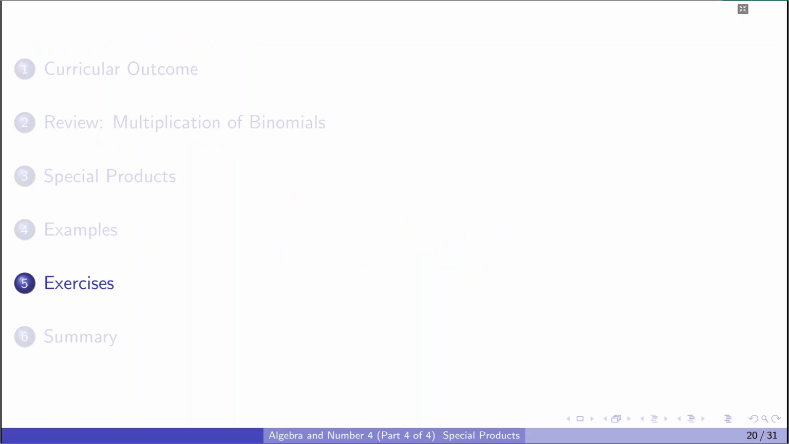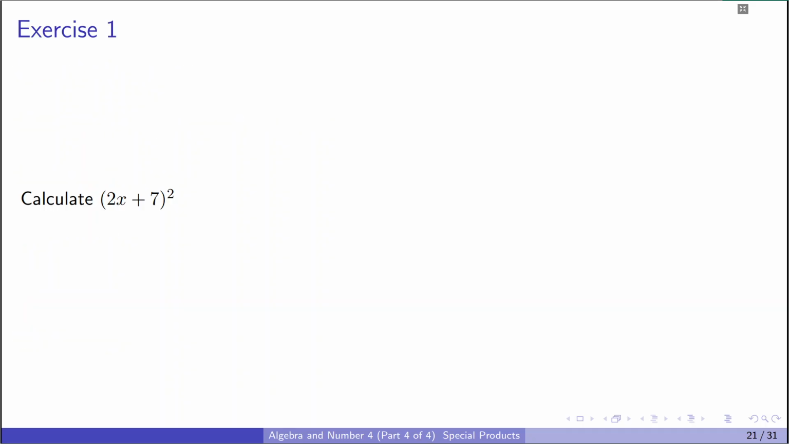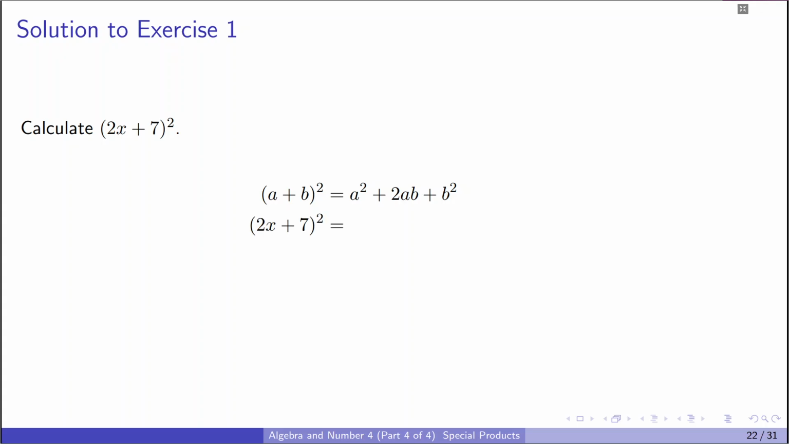All right, exercises, your chance. Calculate (2x plus 1) all squared. Pause now. Take whatever time you need. Moving to the solution. This one fits our pattern again, where 2x is a and 7 is b. So this simplifies to 4x squared plus 28x plus 49.